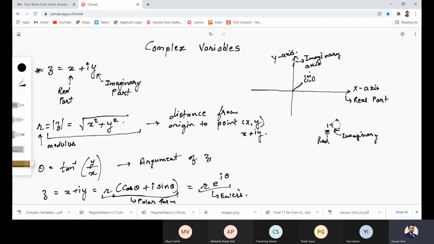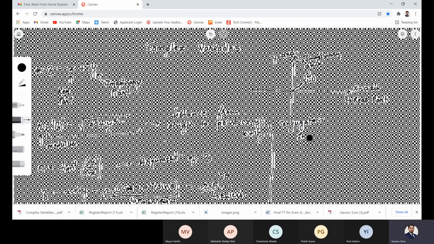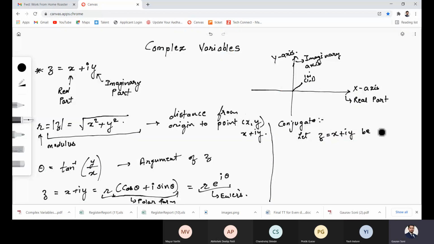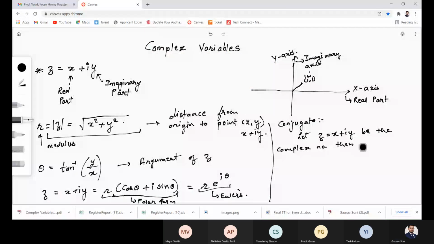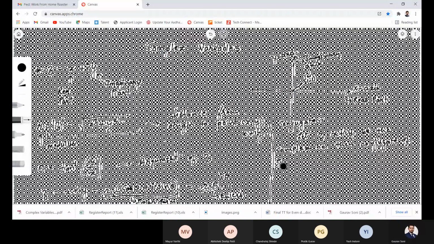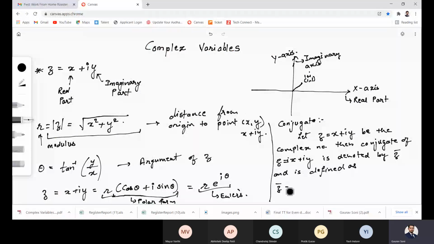Another thing that I really want to recall is the conjugate of a complex number. What do we mean by conjugate of a complex number? Let z equal to x plus iy be the complex number, then the conjugate of z is denoted by z bar and is defined as z bar equal to x minus iy.